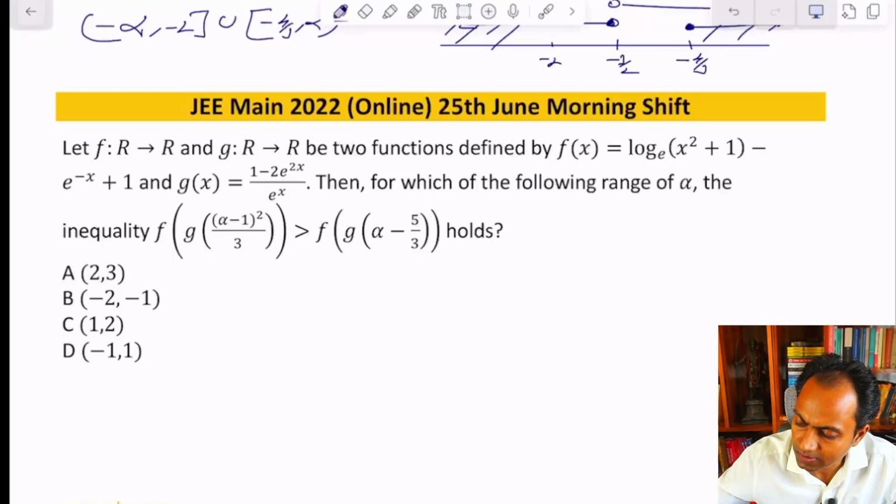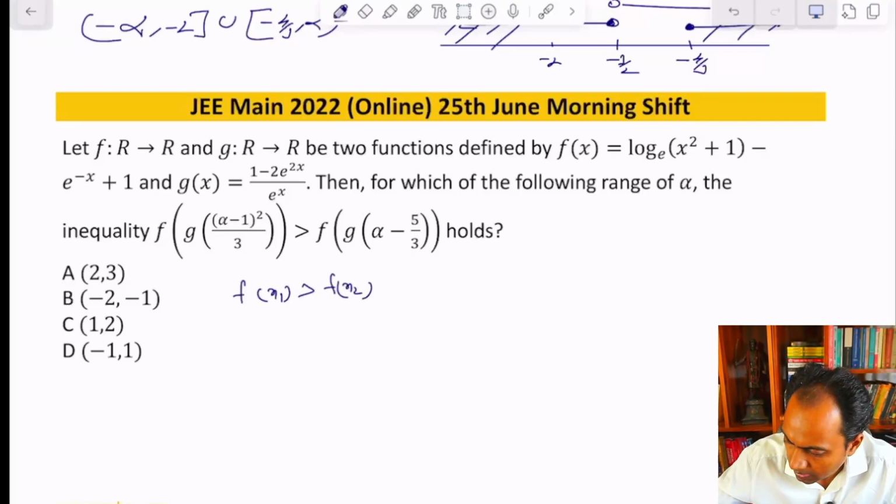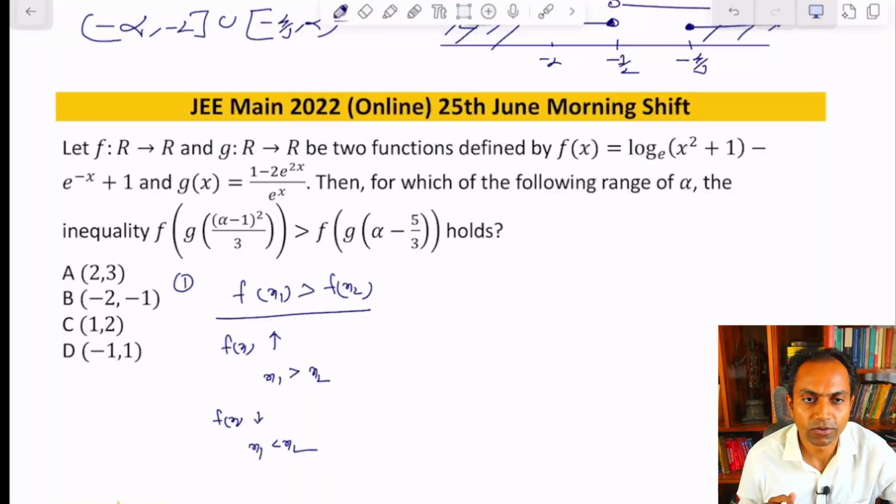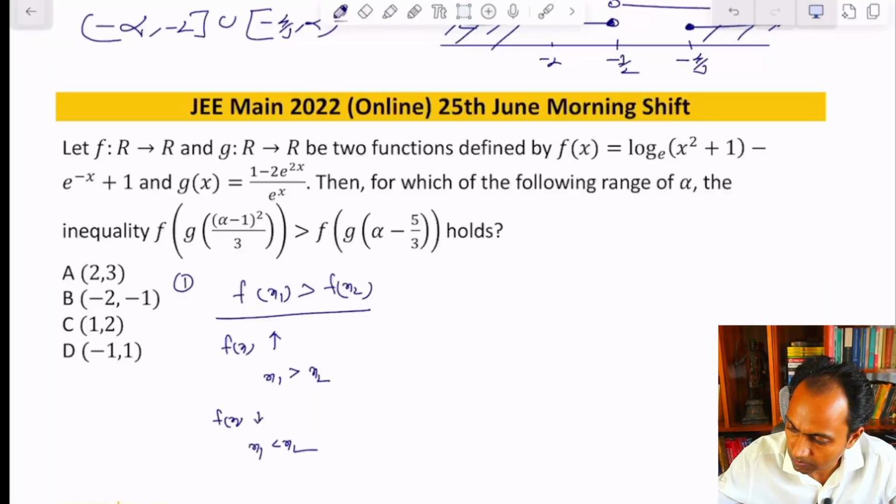So what happens is, if there is an inequality like f of x1 is greater than f of x2, and f of x is an increasing function, in that case I can write x1 is greater than x2. But in case my function is a decreasing function, then the middle sign will get flipped. The question is fundamentally using this core concept to frame it. Now let us delete this.